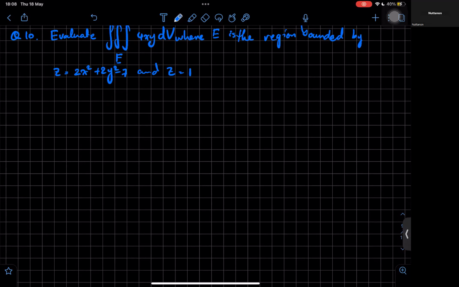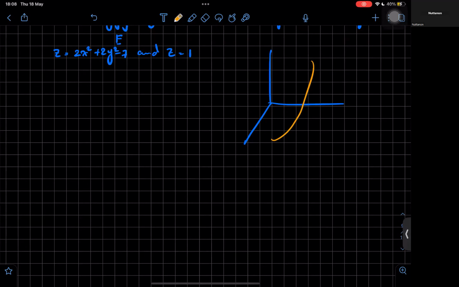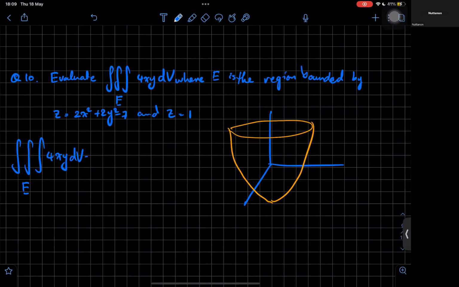So draw the graph. This one is the paraboloid, starting at -7, so it's going to be like this. This is the graph that you will get. And when you get this one, you do it similar to question 7. The integral of 4xy dV, right?